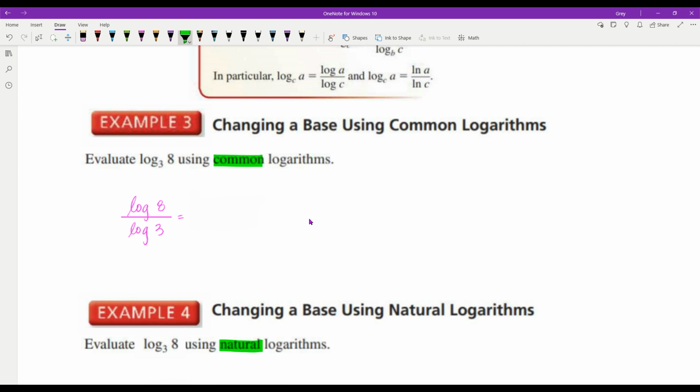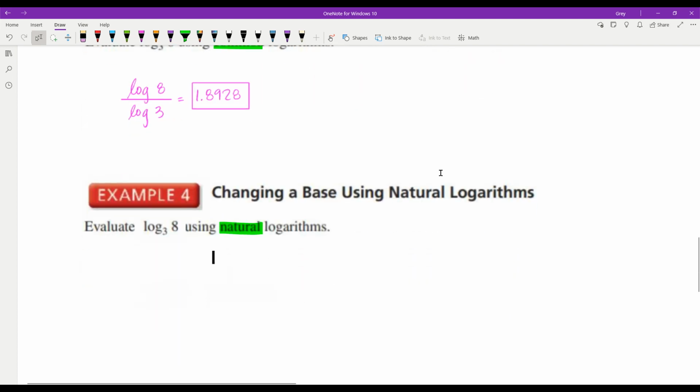So log of 8 divided by the log of 3 is 1.8928. If I use natural logs, ln of 8 divided by ln of 3 is, you guessed it, 1.8928. So this is important to remember. It does not matter which one you use when we get into solving equations. The only reason I use that one is because it's shorter to write.